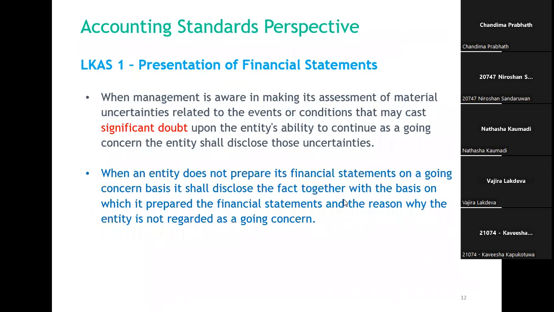Right? When an entity does not prepare its financial statements on a going concern basis, it shall disclose the fact together with the basis on which it prepared the financial statements and the reason why the entity is not regarded as a going concern. When we discuss the auditor reporting conclusion related to going concern, I will show you. That is when the going concern assumption is not appropriate and the management is not preparing the financial statements on a going concern basis. Right?